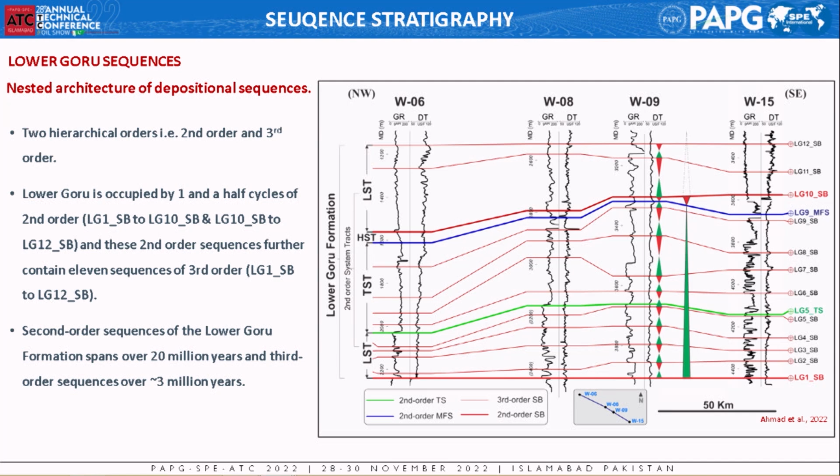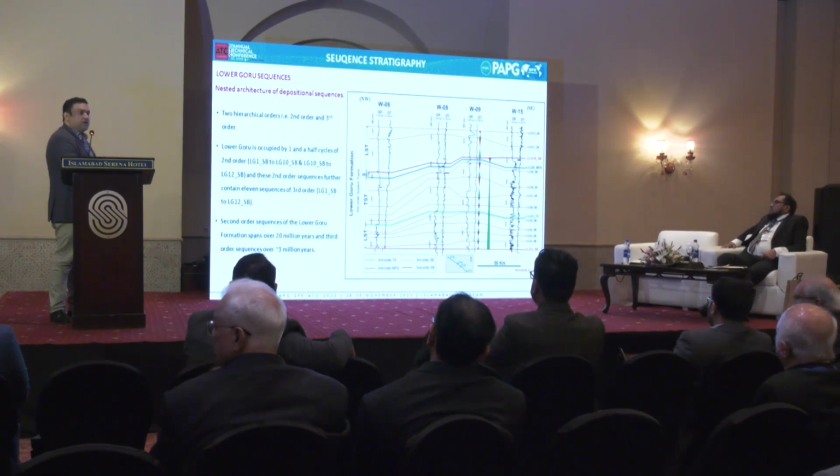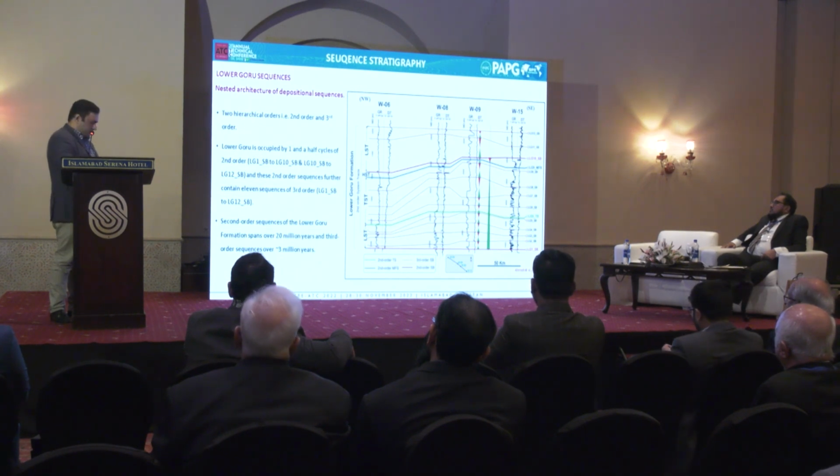So this behavior of LG9 maximum flooding surface, where the gamma ray has a very pronounced high gamma ray effect, is very obvious in most of the wells in the lower Indus basin. So this is actually a regional maximum flooding surface, and this regional maximum flooding surface can also be interpreted as a downlap surface in most of the seismic data.